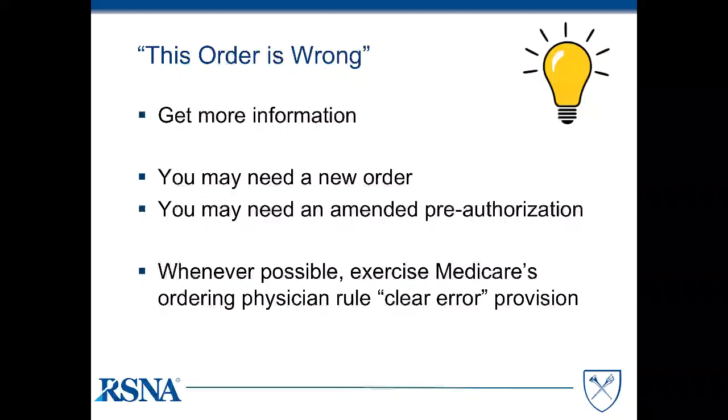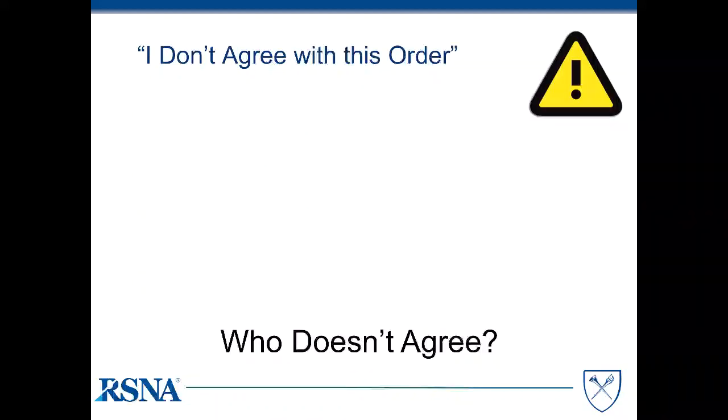Sometimes that means getting a new order, particularly in the setting of a commercially insured patient who has already gone through pre-authorization. Remember, changing an order just a little bit may mean that the private insurance company will completely deny payment. But don't forget to check on the patient's insurance status. If he or she is a Medicare fee-for-service beneficiary, you can just fix a lot of these yourself without bothering your referring physicians by exercising the clear error provision in Medicare's ordering physician rule if it really applies.